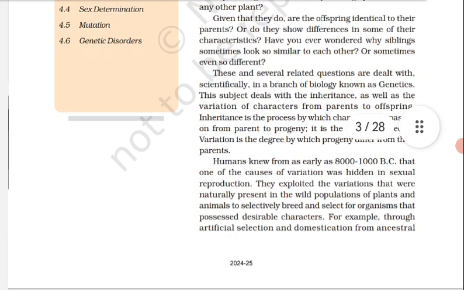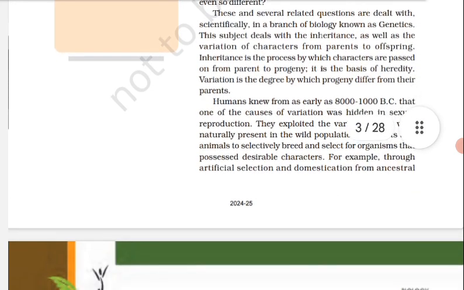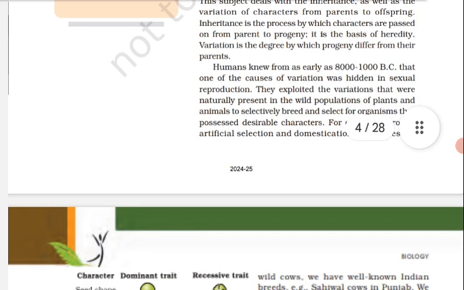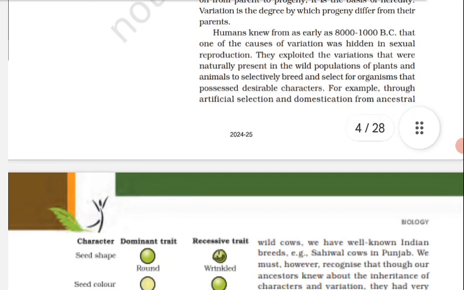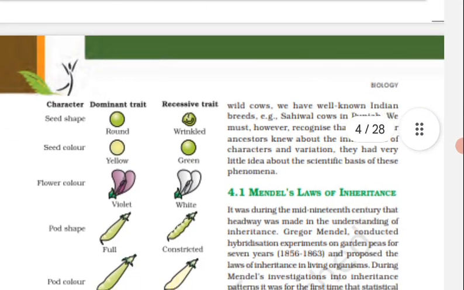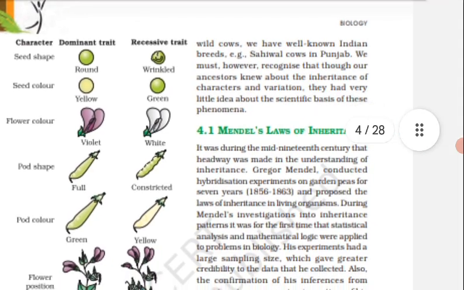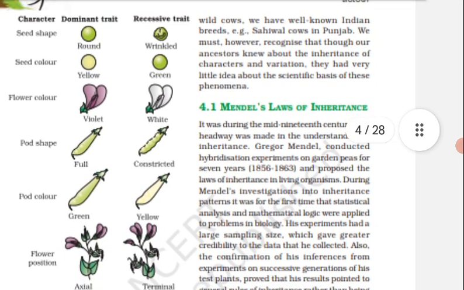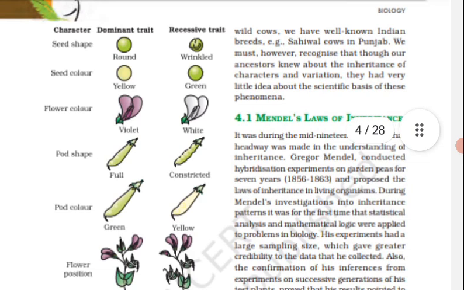Humans knew from as early as 8000 to 1000 BC that one of the causes of variation was hidden in sexual reproduction. They exploited the variation that was naturally present in the wild population of plants and animals to selectively breed and select for organisms that possessed desirable characters. For example, through artificial selection and domestication from ancestral wild cows, we have well-known Indian breeds, for example, Sahiwal cows in Punjab.